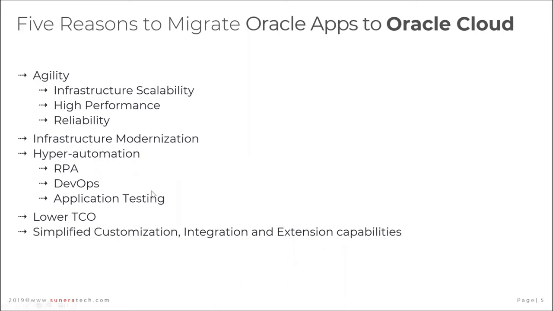The next, hyper automation. That's again something that's come up. It's one of the top 5 trends that Gartner expects to see in 2020. And hyper automation essentially is robotic process automation, true DevOps, and being able to automate your testing. In a DevOps model where you're doing continuous integration, continuous deployment, you're only as fast as how quickly you're able to test your modules and your changes.